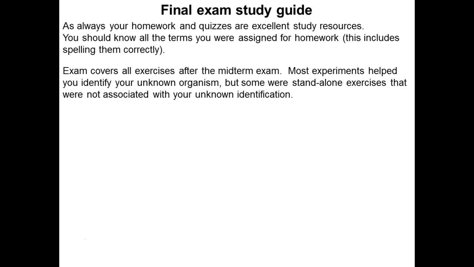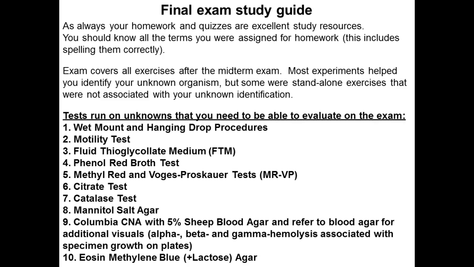The exam covers all exercises after the midterm, right? So most experiments helped you identify your unknown, but some were standalone exercises that were not associated with your unknown. You still need to know those. There was a huge list of ones that helped us evaluate our unknown, right? Doing a hanging drop mount or a wet mount if you needed to determine motility. We did the motility stab. You need to know all aspects of that test.